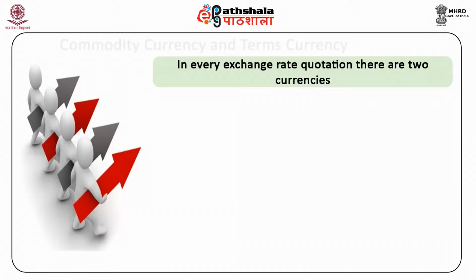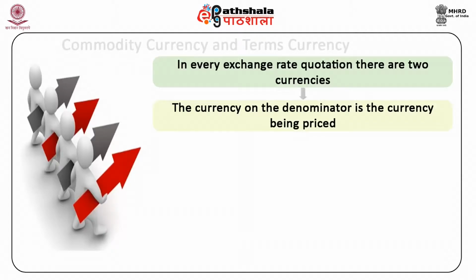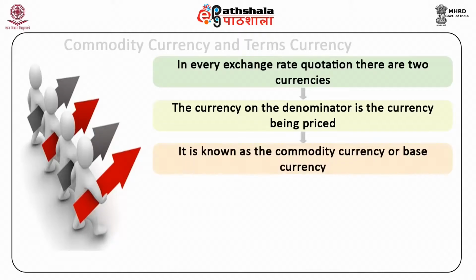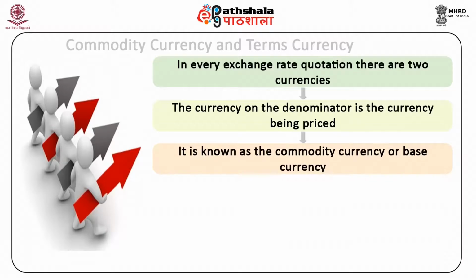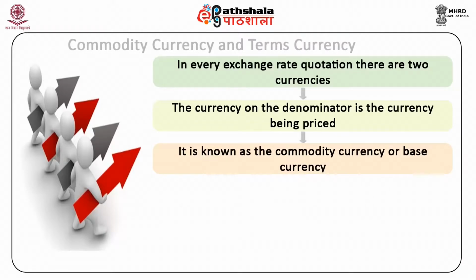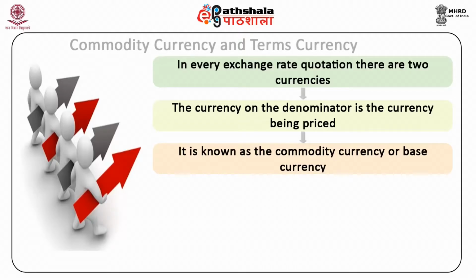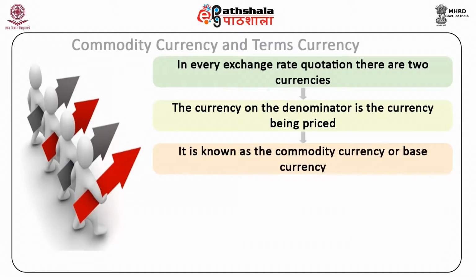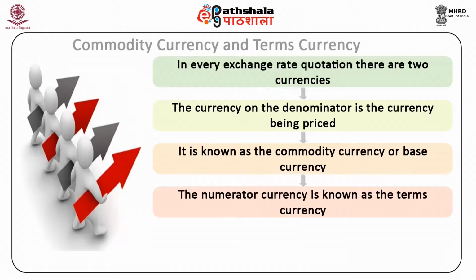In every exchange rate quotation, there are two currencies. The currency in the denominator is the currency being priced. It is known as the commodity currency or base currency. The exchange rate is quoted such that a fixed number of units of the commodity currency are expressed in terms of a variable number of units of the other currency. The numerator currency is known as the terms currency.